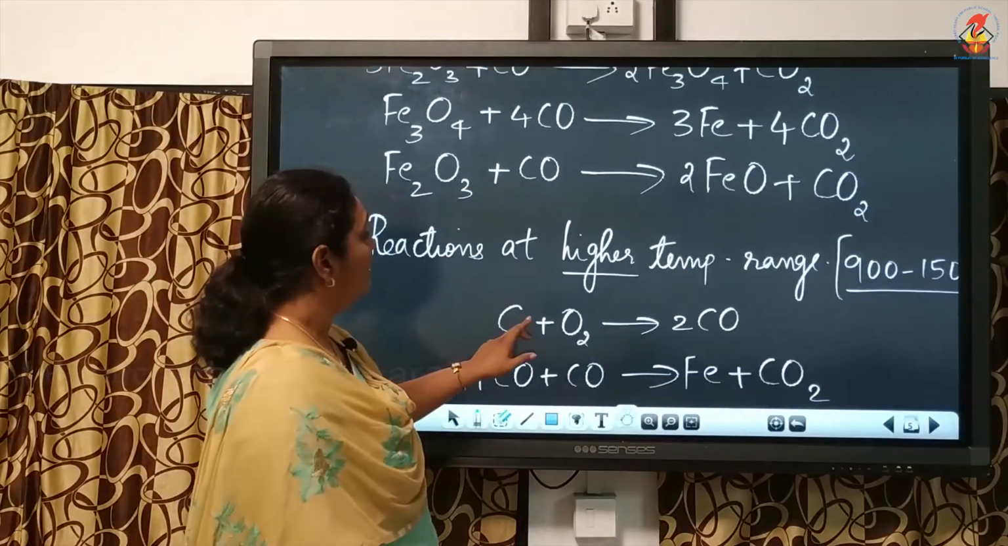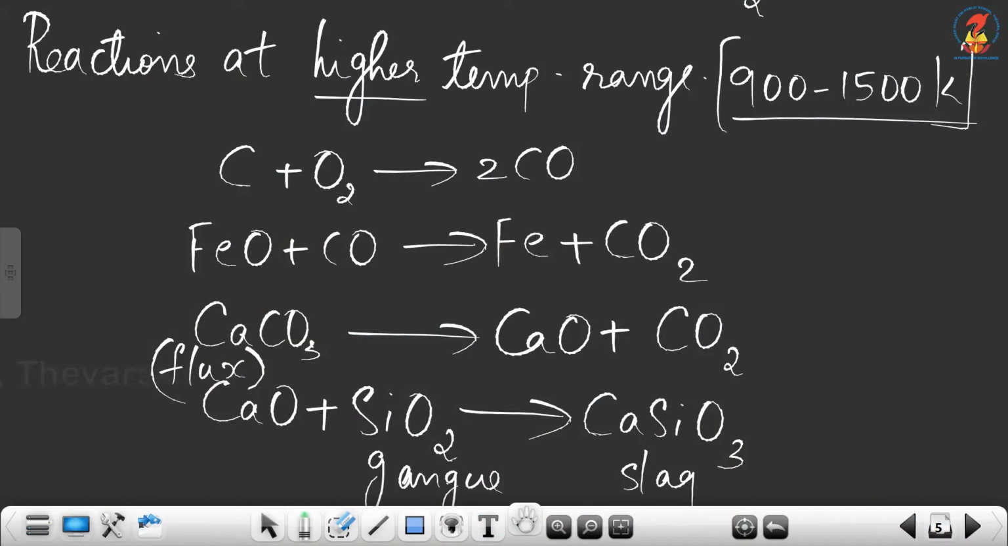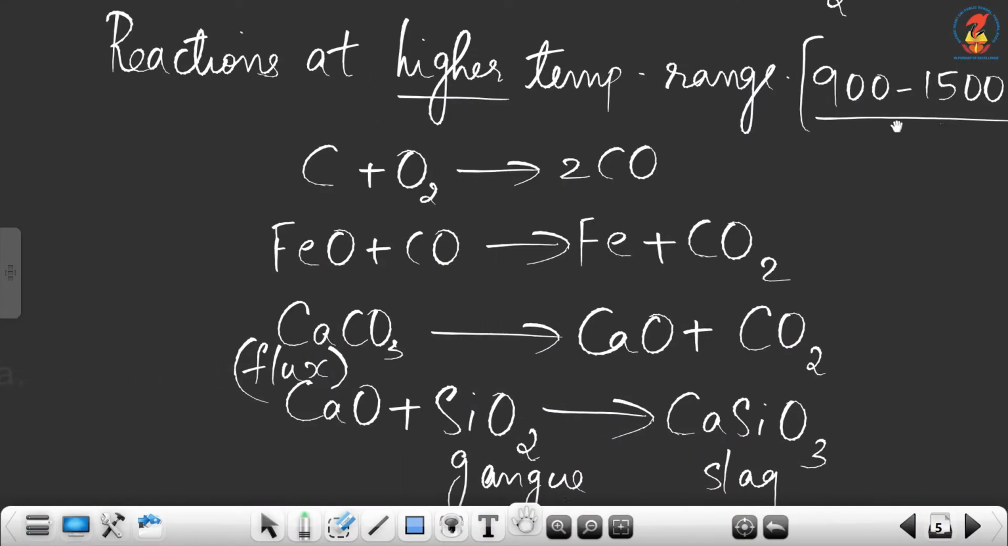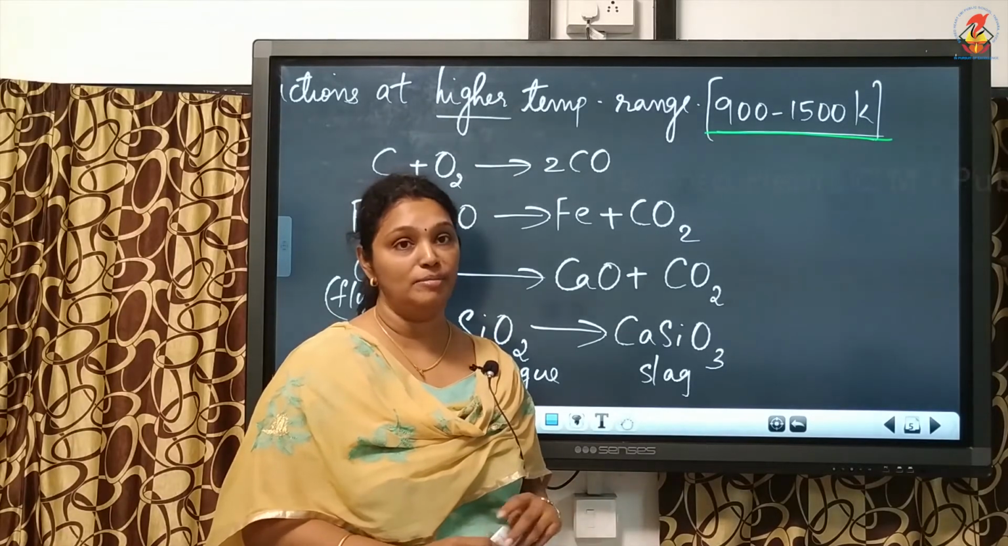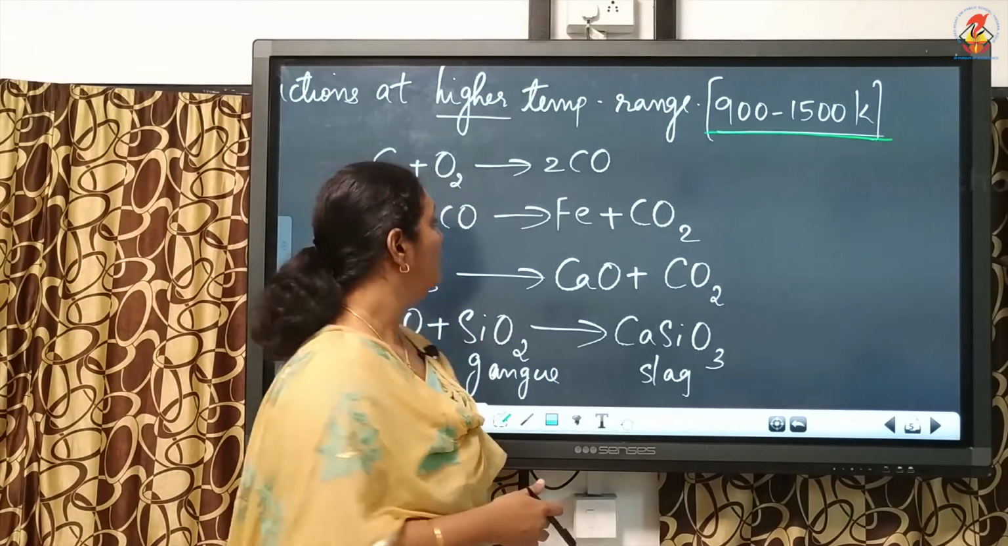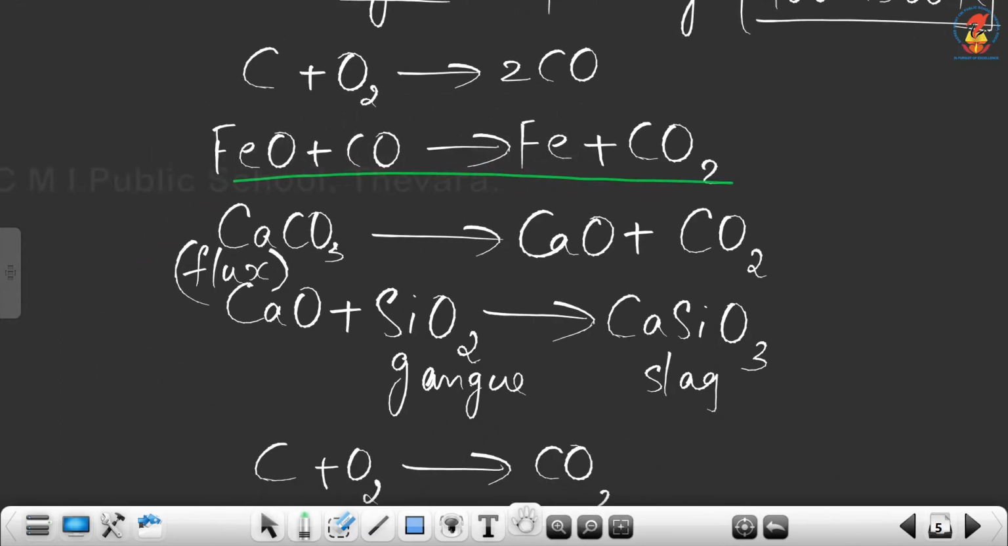Now, the reactions in higher temperature range inside the blast furnace, that is the higher temperature range is 900 to 1500 Kelvin. This is the higher temperature range. And we have fed into the blast furnace iron ore with carbon and limestone. So, in the higher temperature range, the carbon will get oxidized to carbon monoxide, then FeO produced in the lower temperature range will get reduced to iron, then we have fed the limestone, that is calcium carbonate. Now, here the limestone is added as a flux.